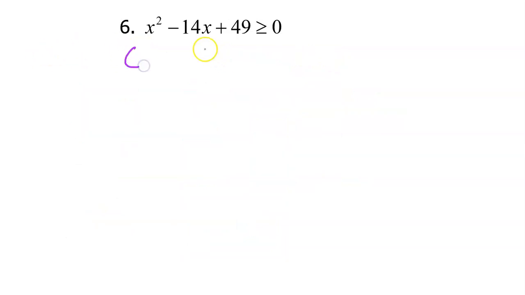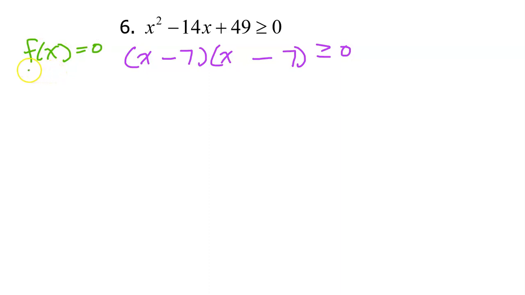For number 6, we again need to factor. X squared is x times x. 49 is 7 times 7. To make a -14x in the middle, we need a -7x and another -7x. Notice that -7 times -7 is +49. The critical values will be where f of x is equal to 0. We only have one critical value this time, and that's where x is equal to 7.